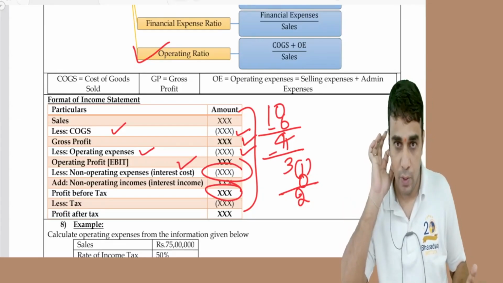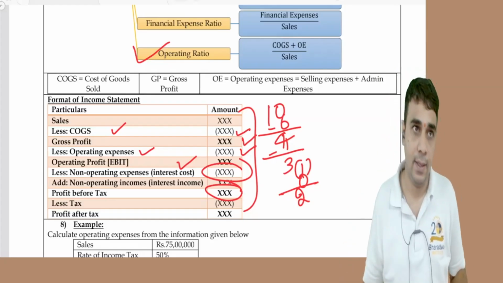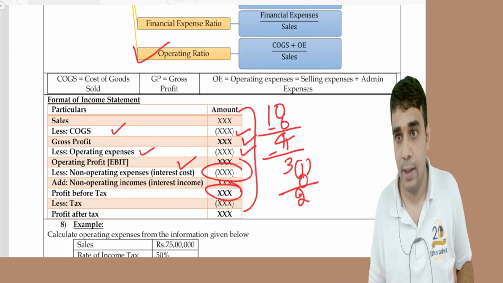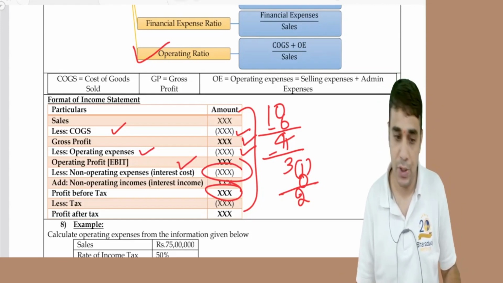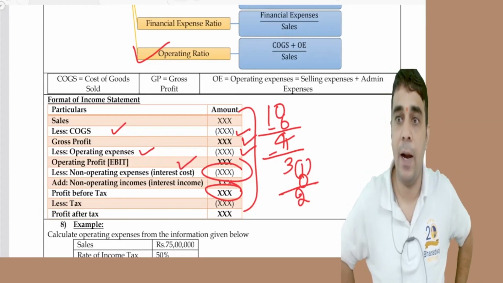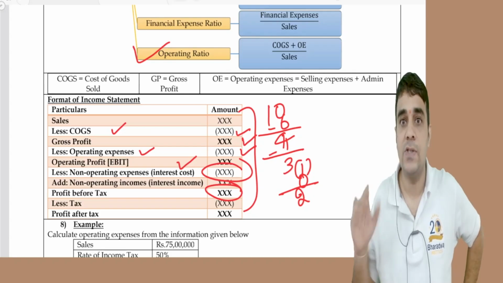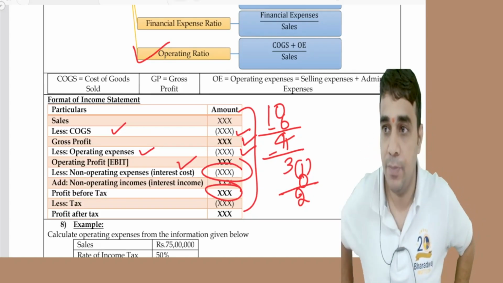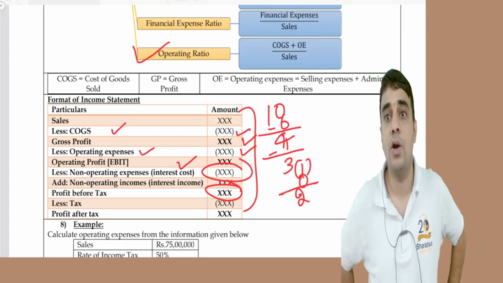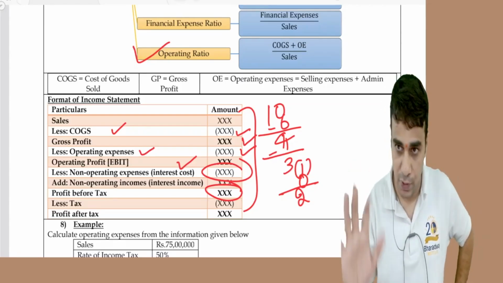Clear? Can we proceed? Okay, this ratio I'm not spending that much time. Denominator is sales. Numerator can be anything. I can add a random ratio called depreciation to sales ratio. There's no ratio like that, but I can add even that. Depreciation is part of operating expenses. It will either be part of COGS or part of admin expense or part of selling expense. Non-operating, what is non-operating? Something which does not come in the cost sheet chapter. Something which does not come in the cost sheet are non-operating expenses. Examples, interest expense and all that. Okay, clear? Can we proceed?